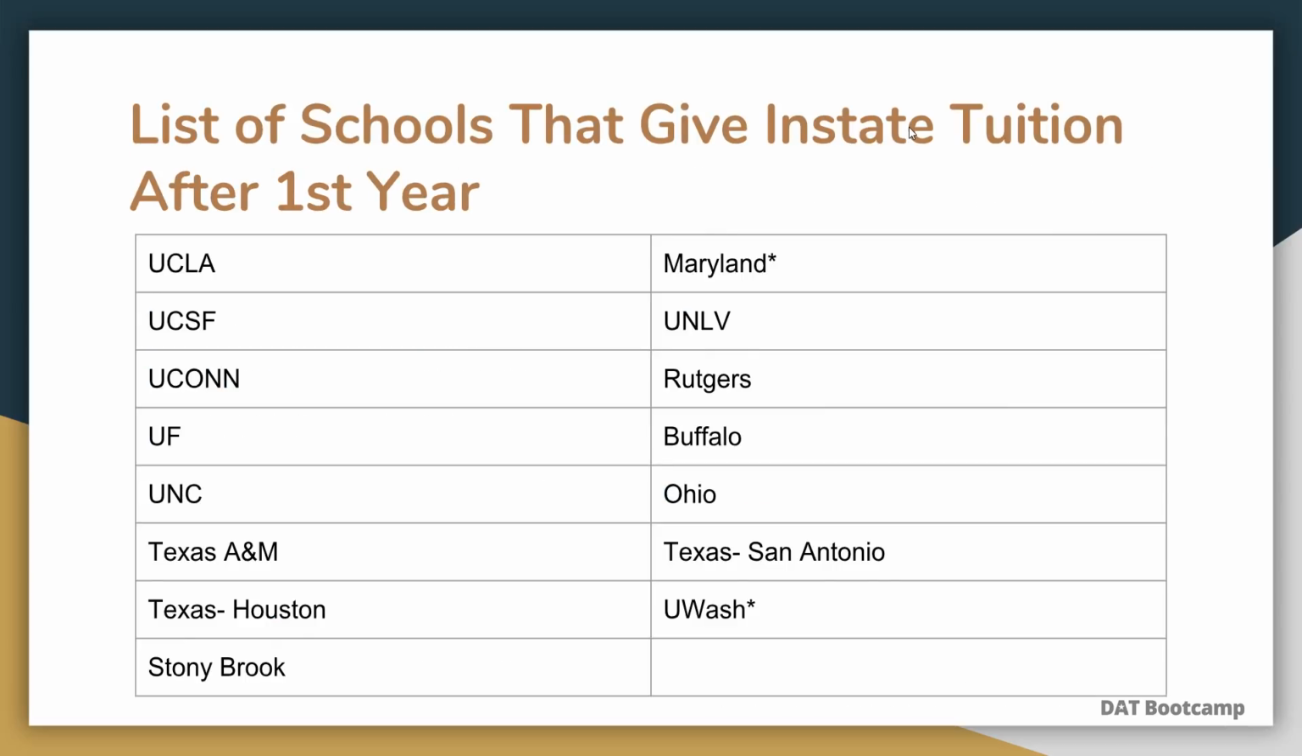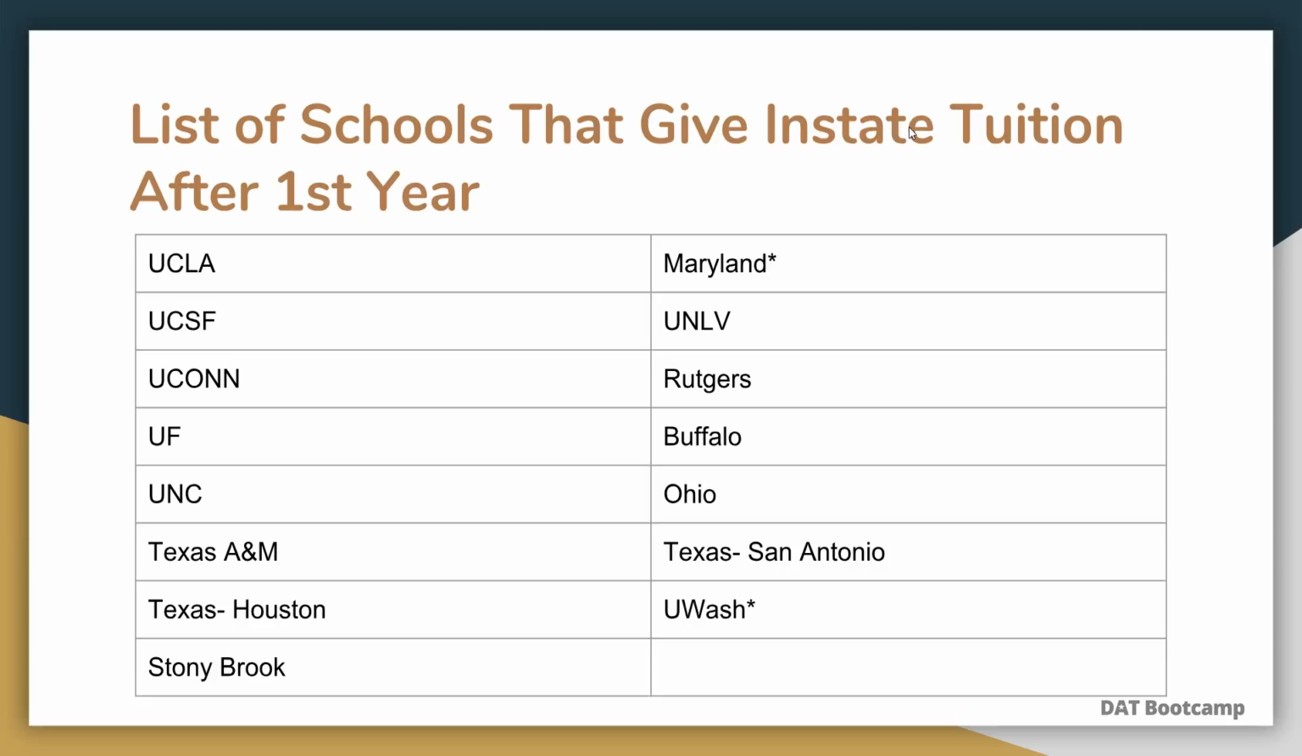Anyways, here's a list of schools that give in-state tuition after first year, just for your reference. Once again, laws may change from year to year, so it's still important to follow up with these schools to ensure that the information you are receiving is up to date. Those are UCLA, UCSF, University of Connecticut, University of Florida, University of North Carolina at Chapel Hill, Texas A&M, Texas Houston, Stony Brook, Maryland, University of Nevada, Las Vegas, Rutgers University in New Jersey, Buffalo, Ohio State University, Texas San Antonio, and the University of Washington.